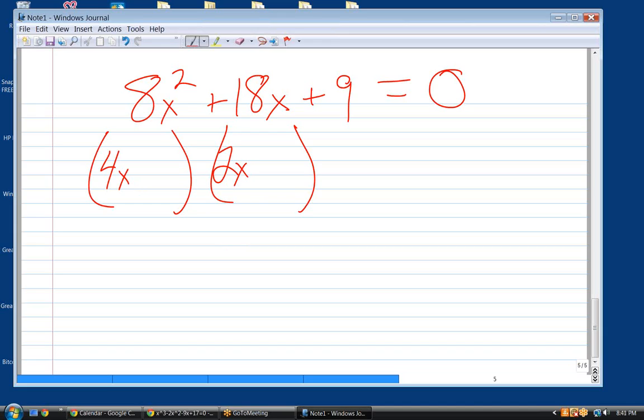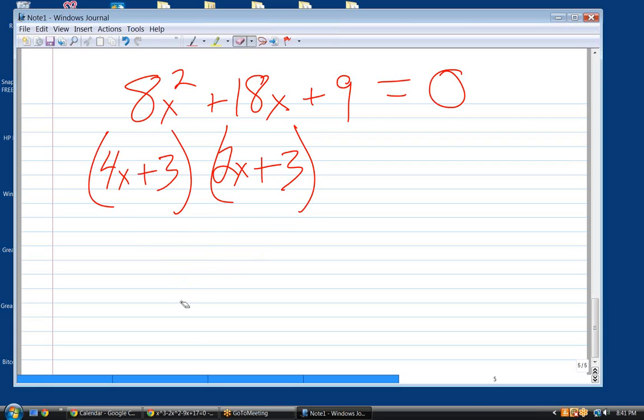Okay, what's the next step? To assign the signs. What are the signs going to be? Addition. The signs, plus plus. Okay, and now we'll try 3 and 3. Does that work? Just multiply the insides, multiply the outsides, add them together, and it comes out to be 18x.